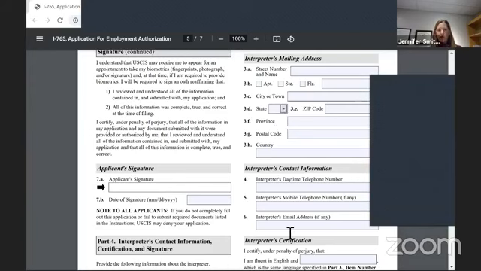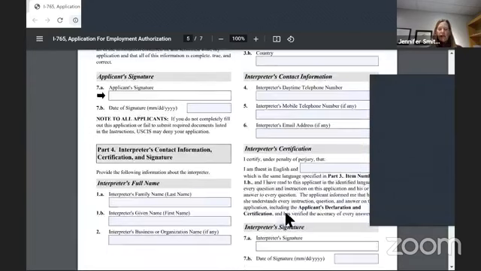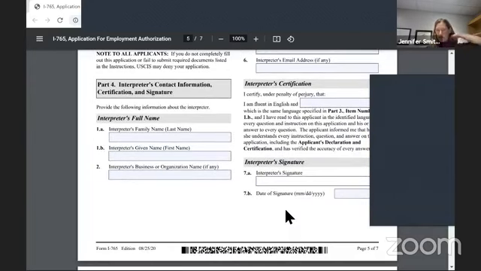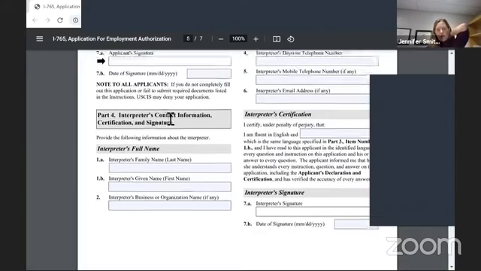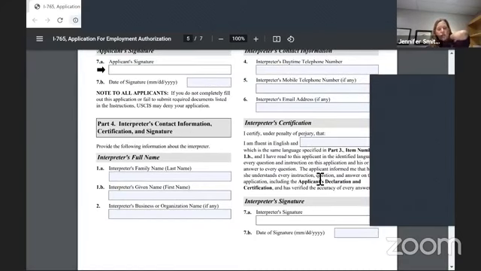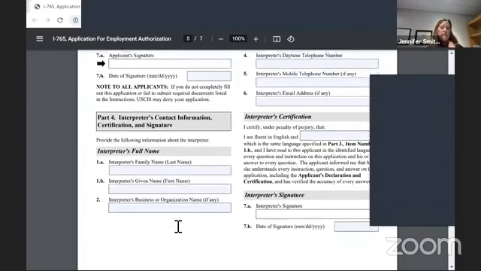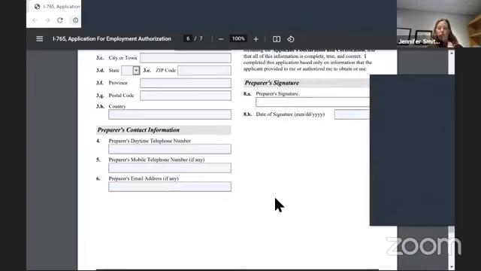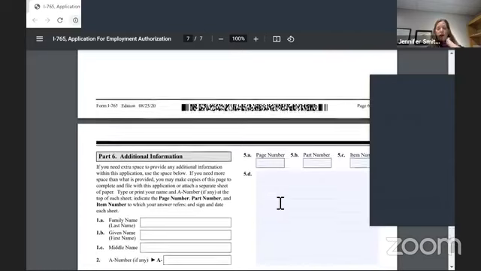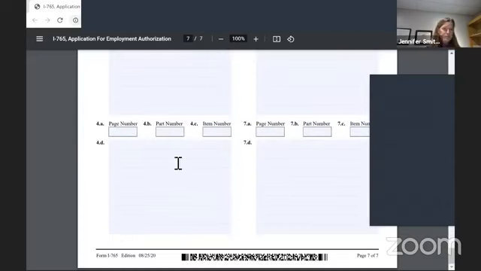The next part of the form is filled out by the interpreter, and the last part of the form is filled out by whoever prepared it. So después de su firma es preguntas para la persona que ayuda con la interpretación, y después de eso es preguntas para la persona que ayuda con preparando este formulario. Y es todo de este formulario.